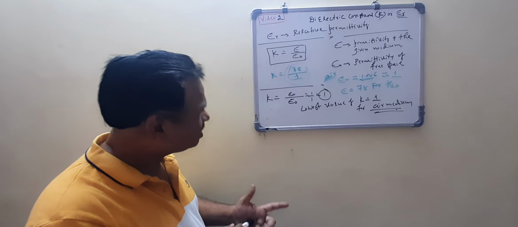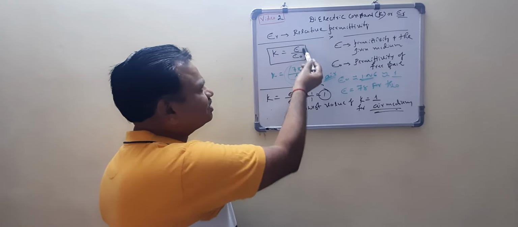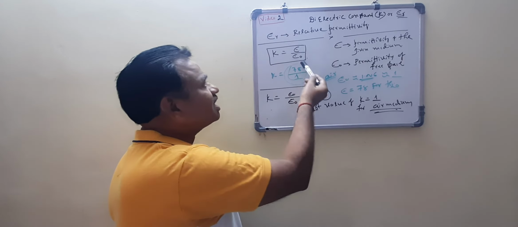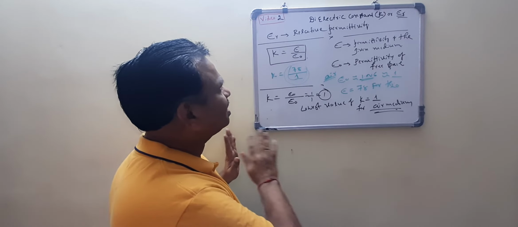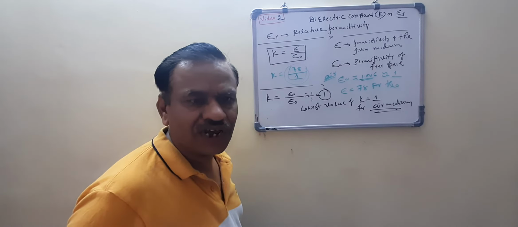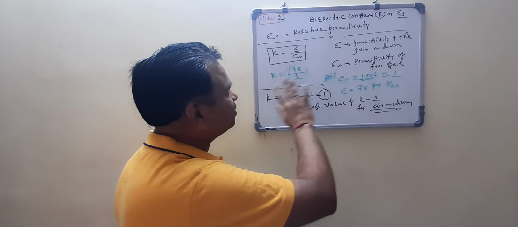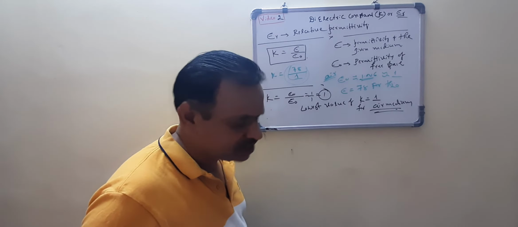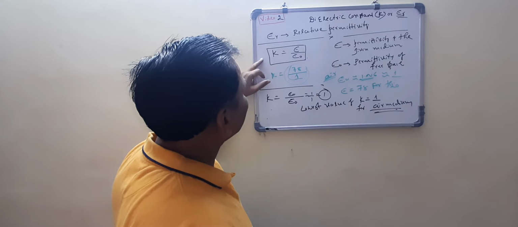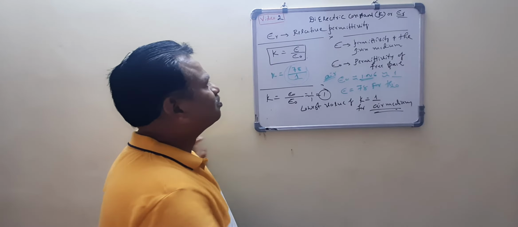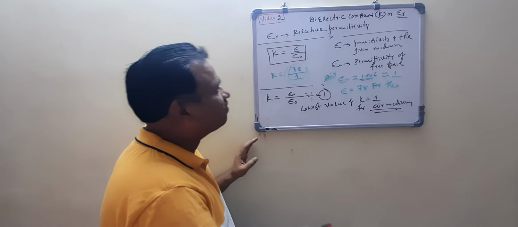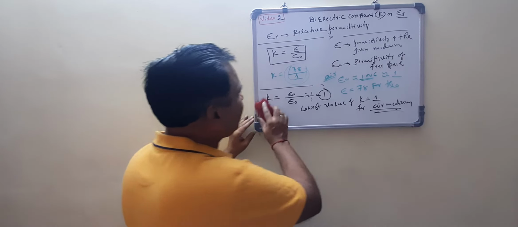And what is the unit of it? There is no unit for it because it is a ratio, epsilon divided by epsilon naught. It is the ratio and it has no unit. This is the definition of the dielectric constant. If you are asked to define dielectric constant, it is the ratio of the permittivity of the given medium to the permittivity of free space, or air, or vacuum.